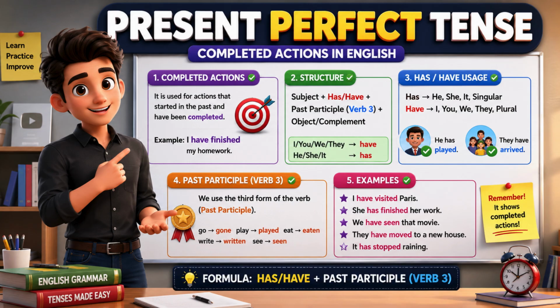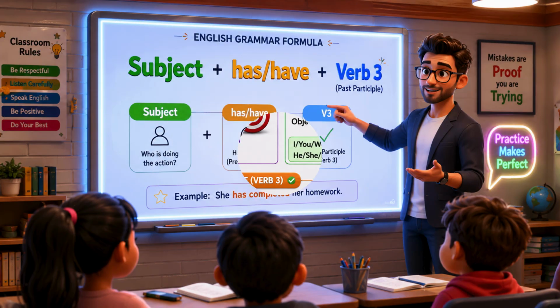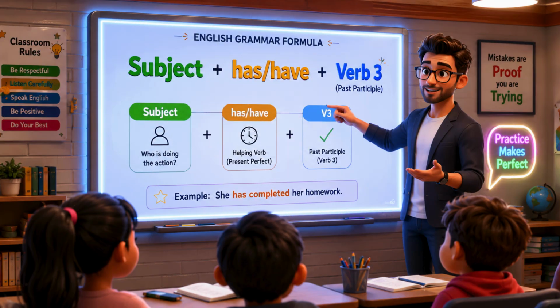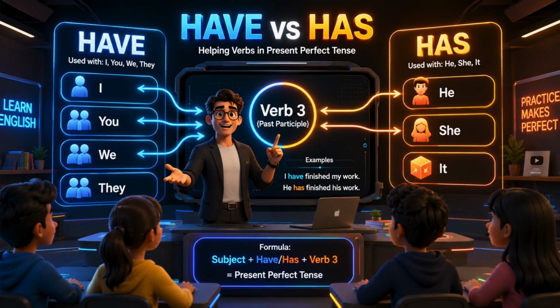Now let's learn the structure of present perfect tense. This is very important, so listen carefully. The basic structure is subject plus has or have plus verb 3, also called past participle. Now let's break it down step by step. Subject means I, you, he, she, it, we, they. Has or have are helping verbs. Verb 3 means the third form of the verb, also called past participle. Now here is a very important rule. I, you, we, they, we use have. He, she, it, we use has.